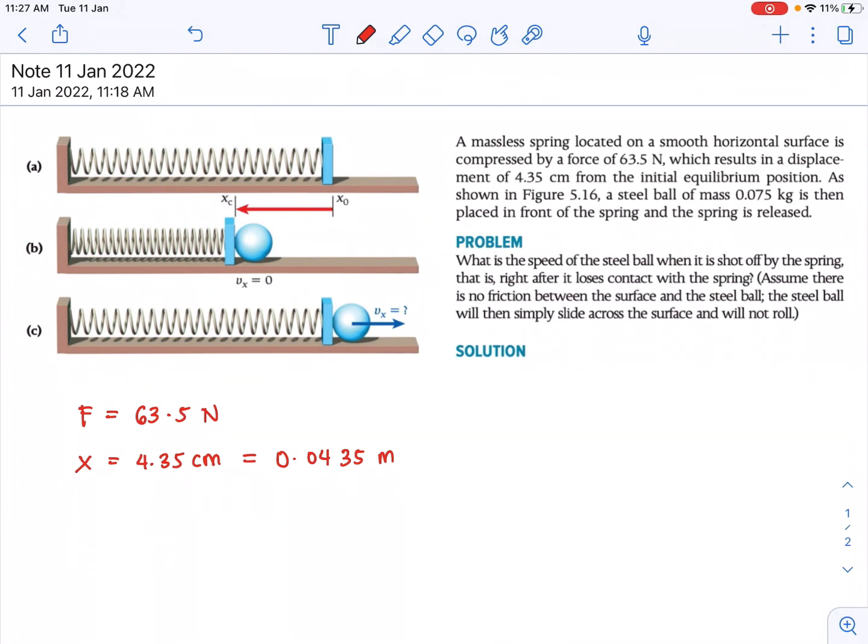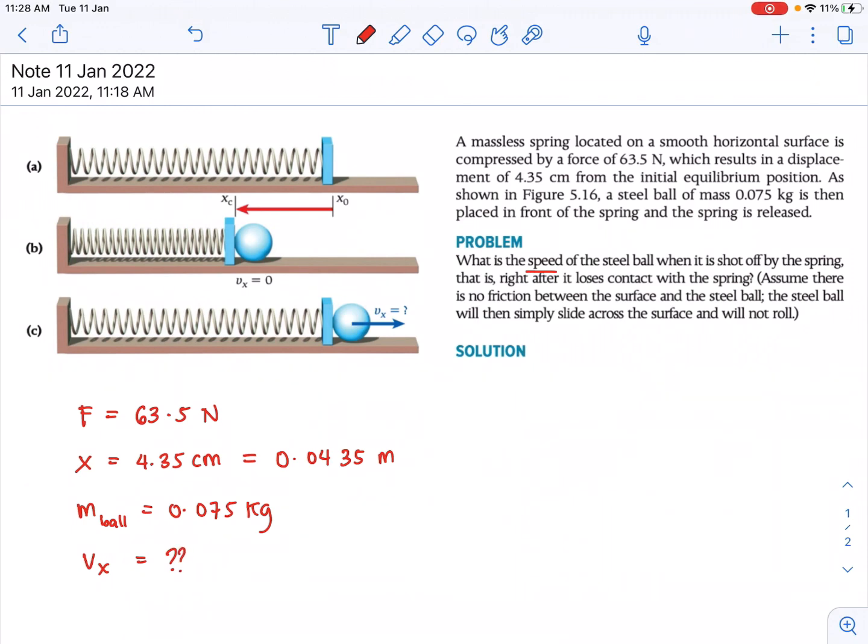And then we have the mass of the steel ball. The mass of the steel ball, let me just call it M ball, is equal to 0.075 kilogram. And we are asked to solve for the speed of the ball. So we have V, in this case Vx, because that's what's written in our problem, so we'll keep it that way. Vx is equal to question mark. That's what we need to solve for.